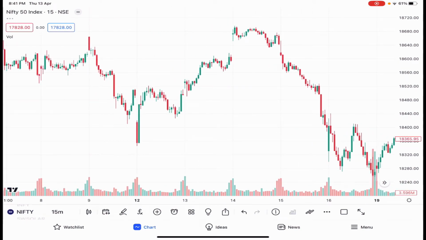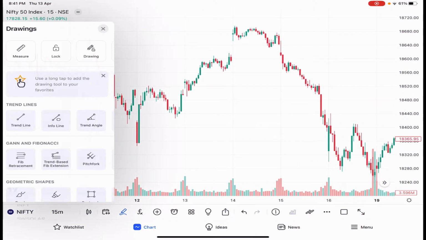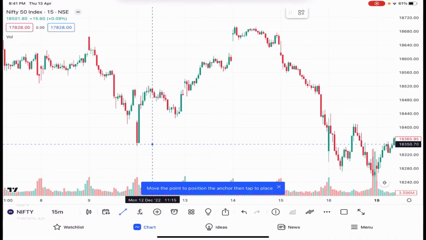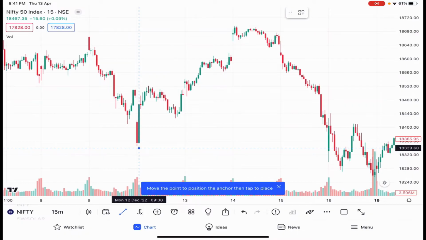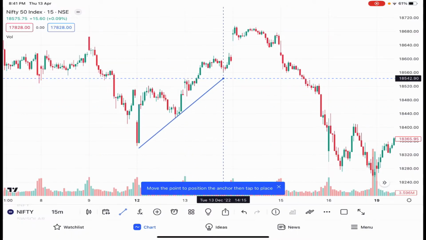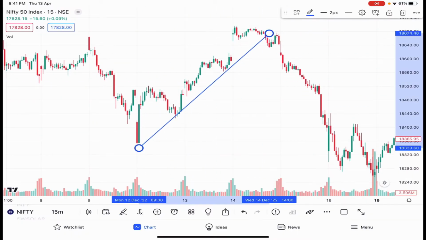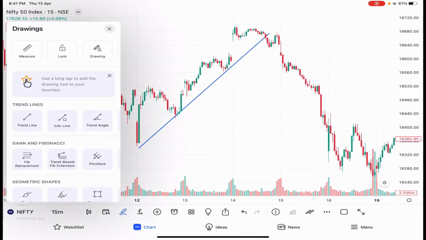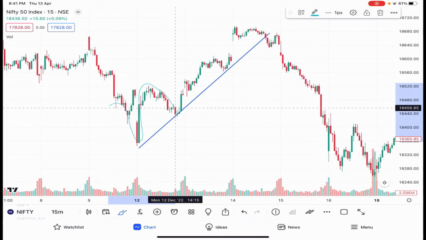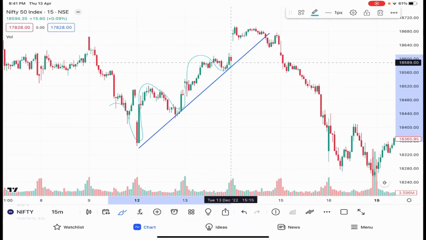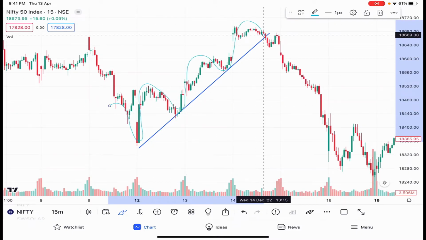Alright, again here. I'm just joining this. My price came down here, came up, came down here, pumped up again, came down here, came up again. So that is how we use a trend line to identify the trend.